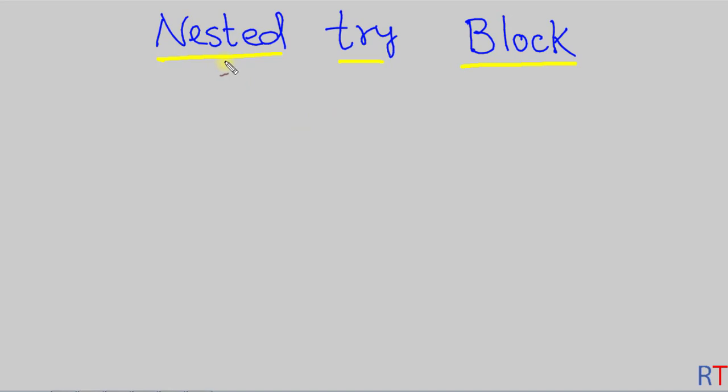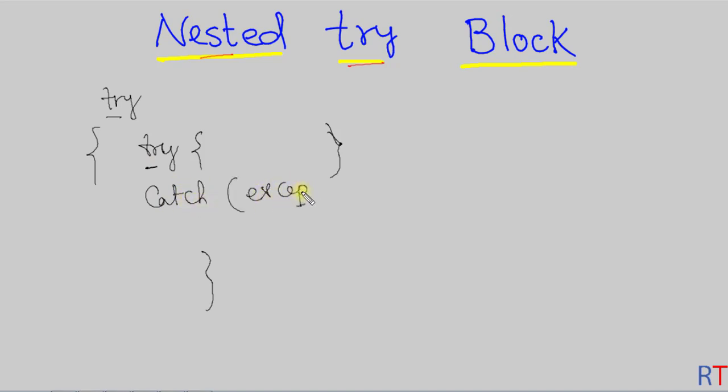In Java we can have one try block nested inside another. For example, we have one try block with a block of code. Then inside the try block we can have a nested inner try block which can have its own block of statements. And the inner try block can have its own catch block which can take one specific type of exception object as parameter.